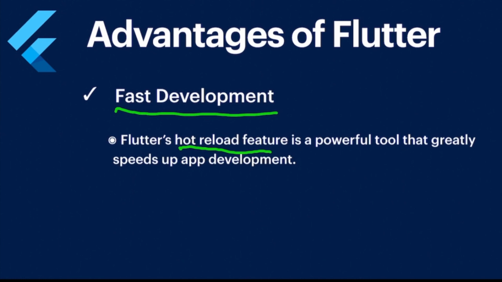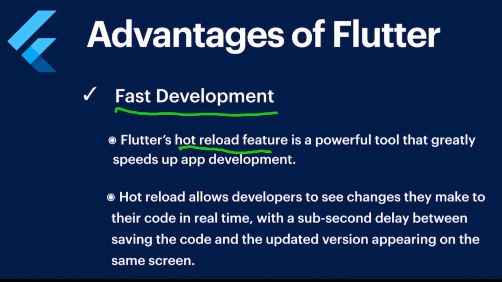If you have already used React Native, you better know about the hot reloading feature. With the hot reloading feature, we can see immediate changes on the screen. Hot reload allows developers to see changes they make to their code in real time, with a sub-second delay between saving the code and the updated version appearing on the same screen. So friends, it means that immediate changes will be shown on the screen.